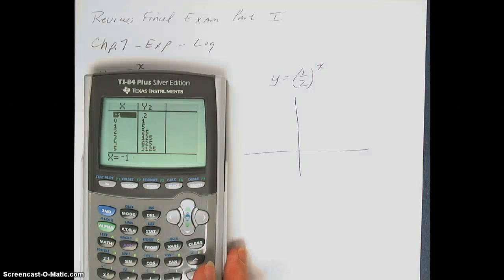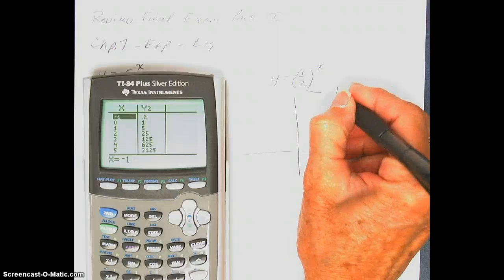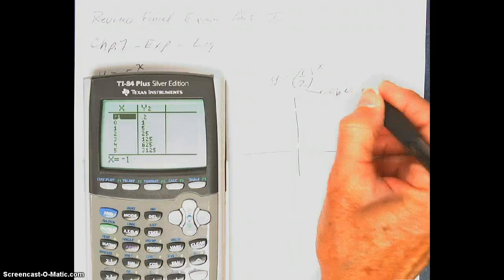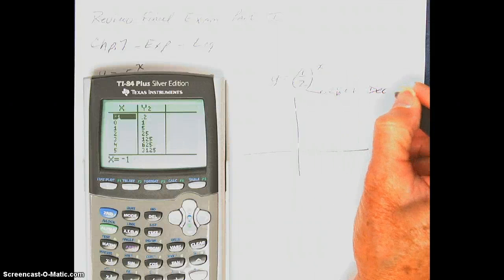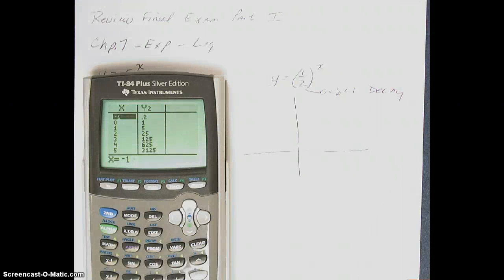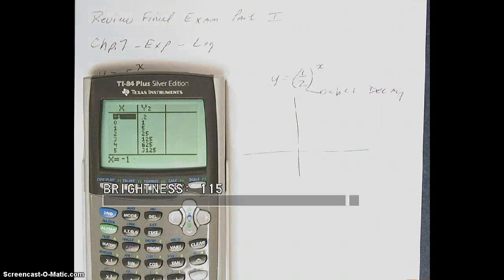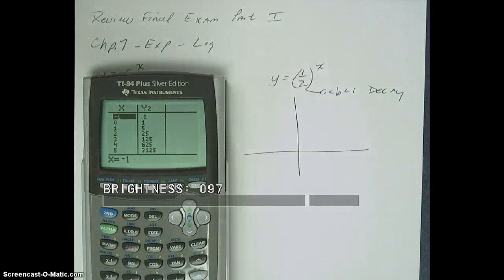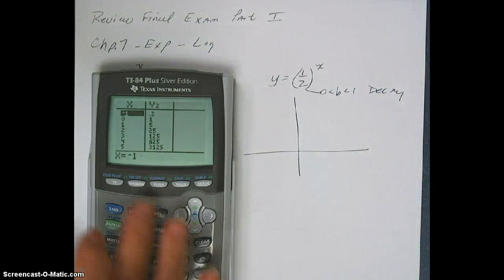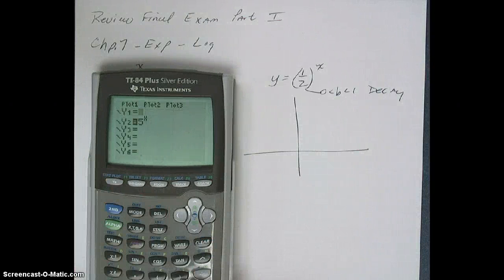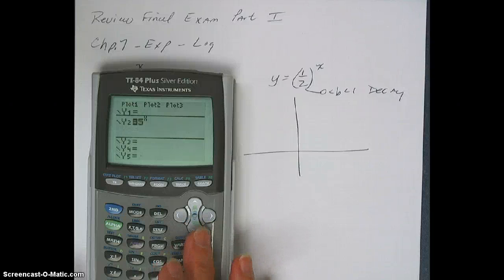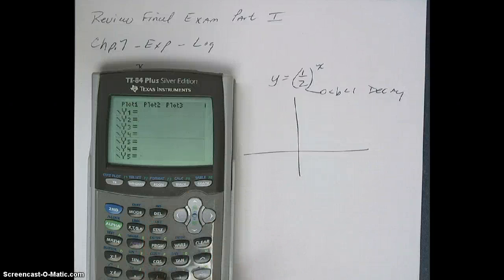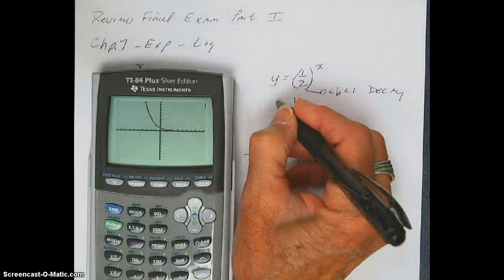On the next example, notice that b is between 0 and 1. This will become a decay problem. And when we talk about a decay problem, our graph will kind of go opposite. So again, let's graph this. We have y equals, we can put 1/2. Again, make sure that when you're using exponents, use parentheses. And when we graph it, we can see it's a decay problem.